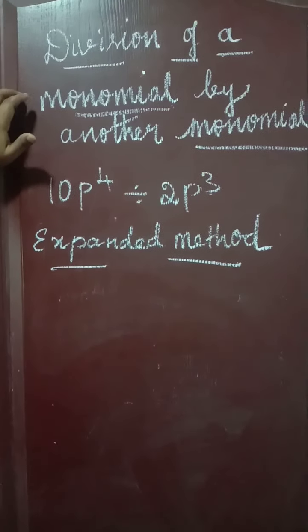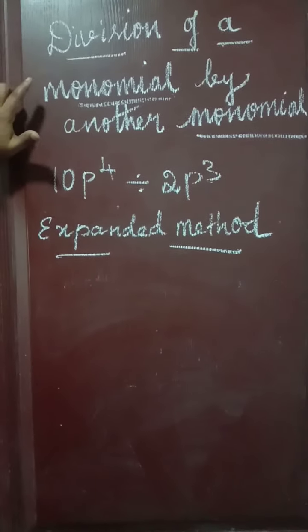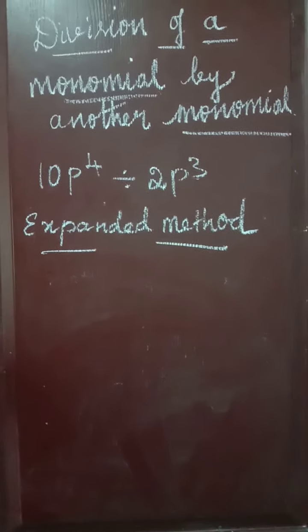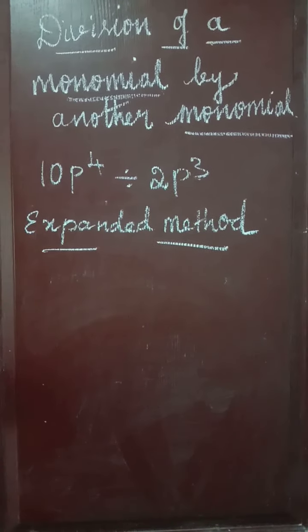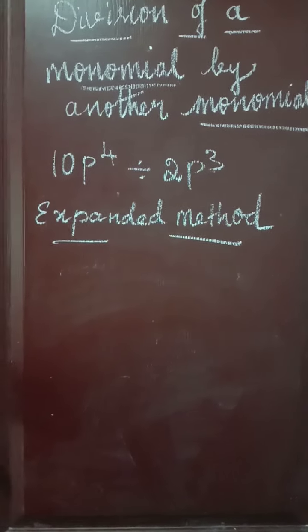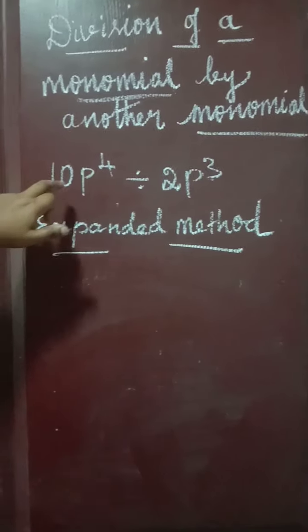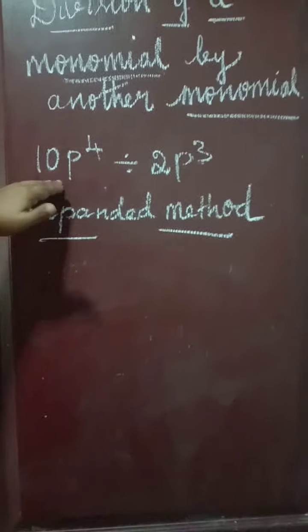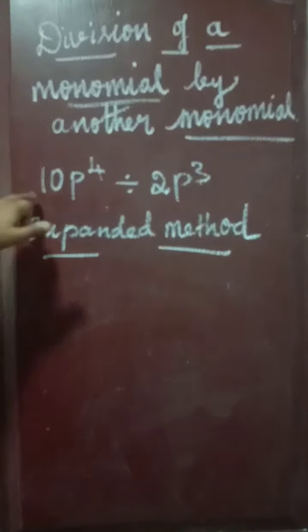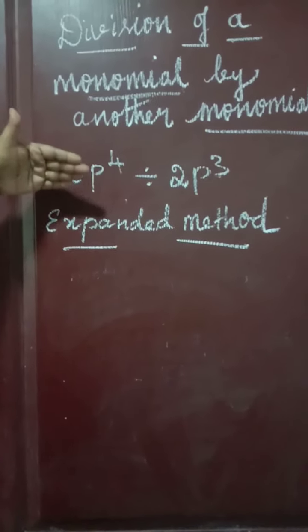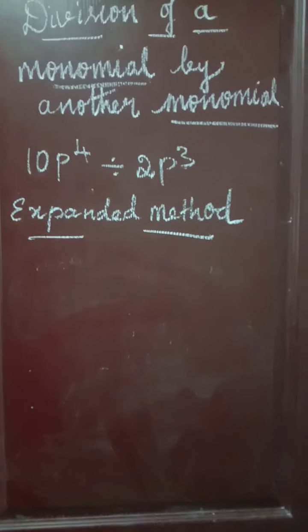So students, today's topic is division of a monomial by another monomial. Do you remember what is called a monomial? Yes, a monomial means it consists of only one term. So how do you identify a term? Yes, an algebraic expression without plus and minus is called a monomial. So this is one monomial, and this is another monomial. We are going to divide a monomial by a monomial.